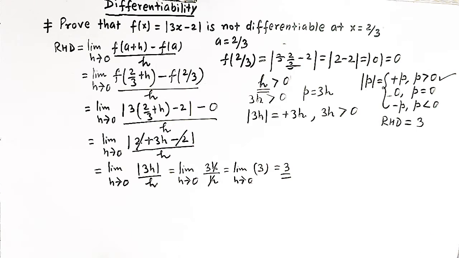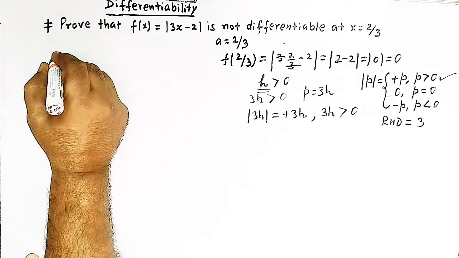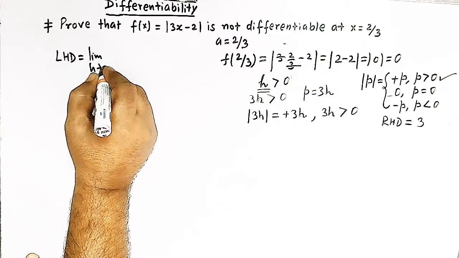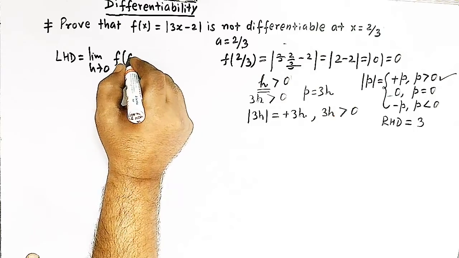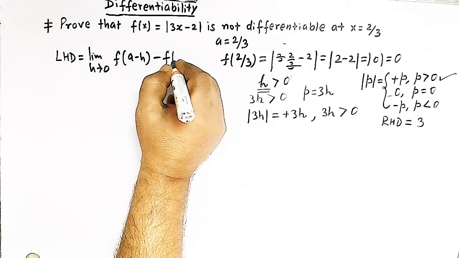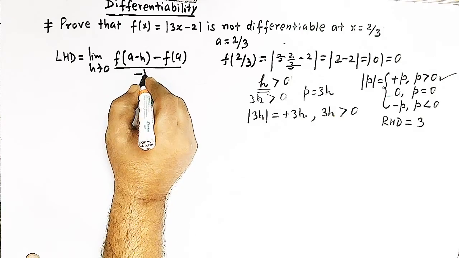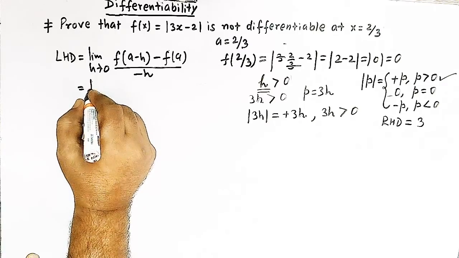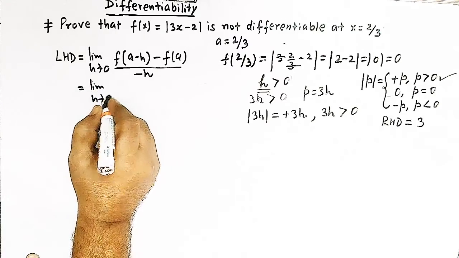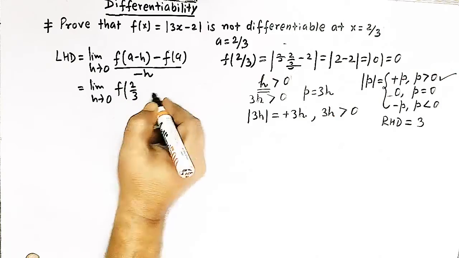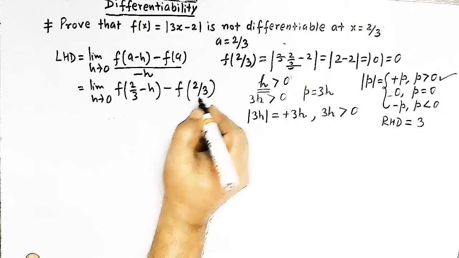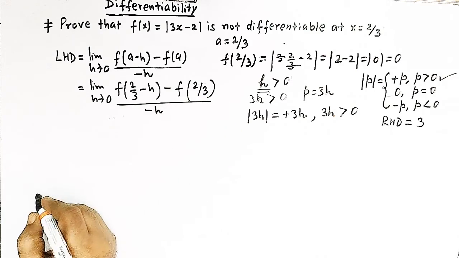Now let us find out the left hand derivative. So the left hand derivative is defined by this limit h tends to 0, we have f of a minus h minus f of a divided by negative h, right? Now a is 2 over 3, so we have limit h tends to 0, f of 2 over 3 minus h minus f of 2 over 3, and here we have minus h, right?